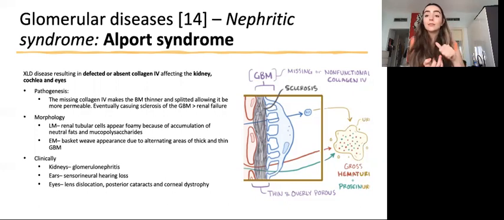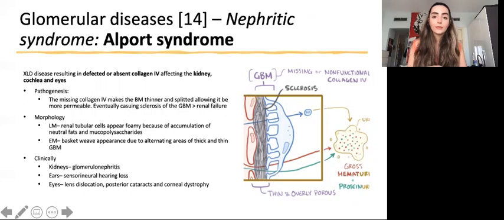And clinically, as it affects the kidneys, the ears, the cochlea, and the eyes, you have glomerulonephritis, sensorineural hearing loss, and lens dislocation, posterior cataracts, or corneal dystrophy. So that was the last nephritic syndrome.